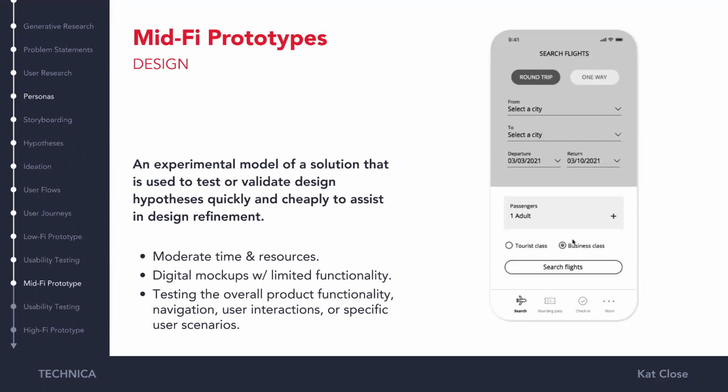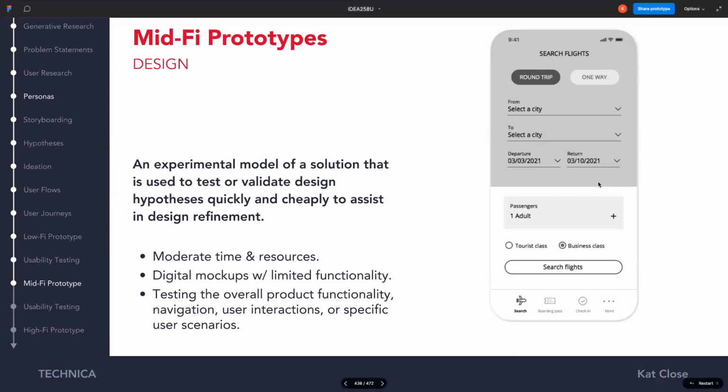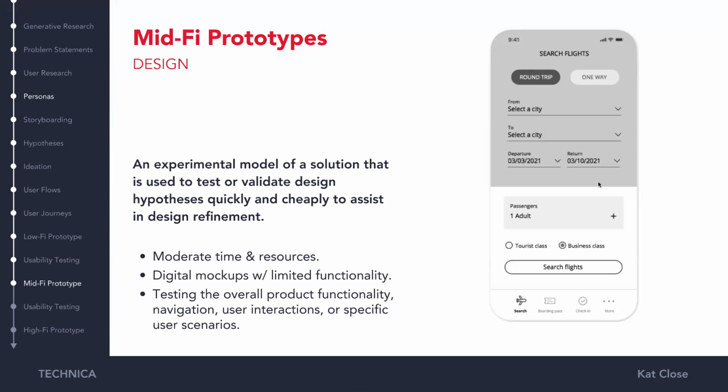So some clicking here and there. And the whole purpose of them is to test the overall product functionality, navigation, user interactions, and specific user scenarios. They will also have some copywriting, or the language that is used, pre-filled, but they might not have images. They might not have colors, right? So this is an example of what the mid-fidelity prototype of that lo-fi I just showed you would look like.